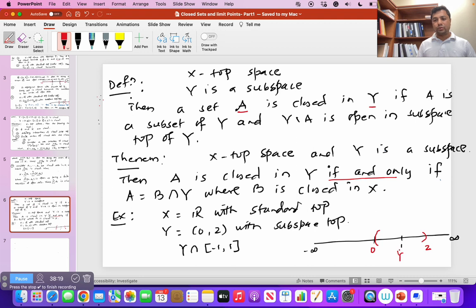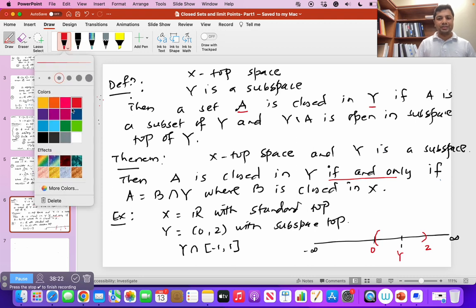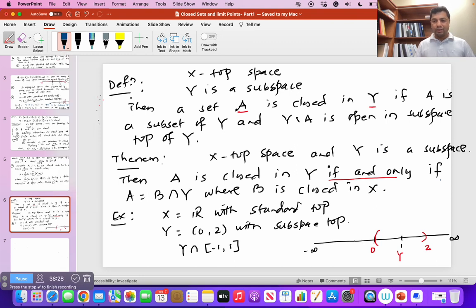This is my Y. So here I'm taking the intersection of Y with this interval -1 to 1. If I take this intersection, the intersection part is this one. So basically this is going to be the interval 0 to 1. So by this theorem, this interval is the intersection of a closed set in X with Y, so we can say that this interval is closed in Y in the subspace topology.